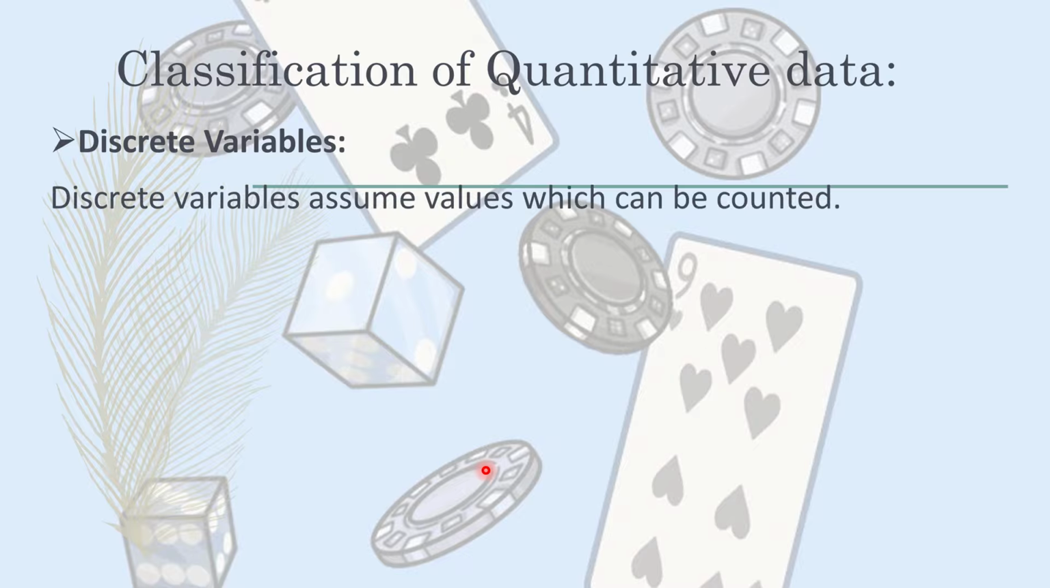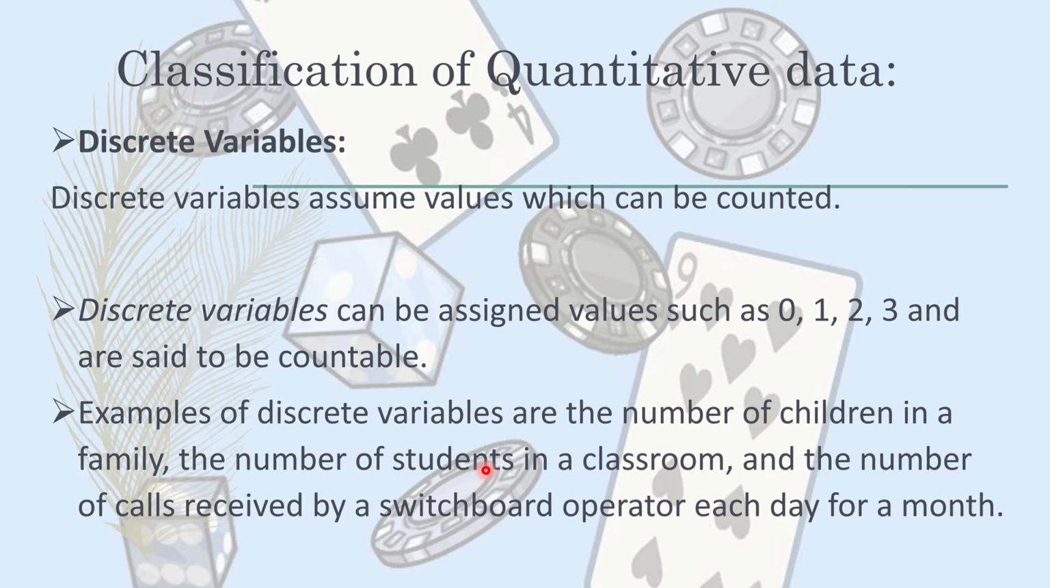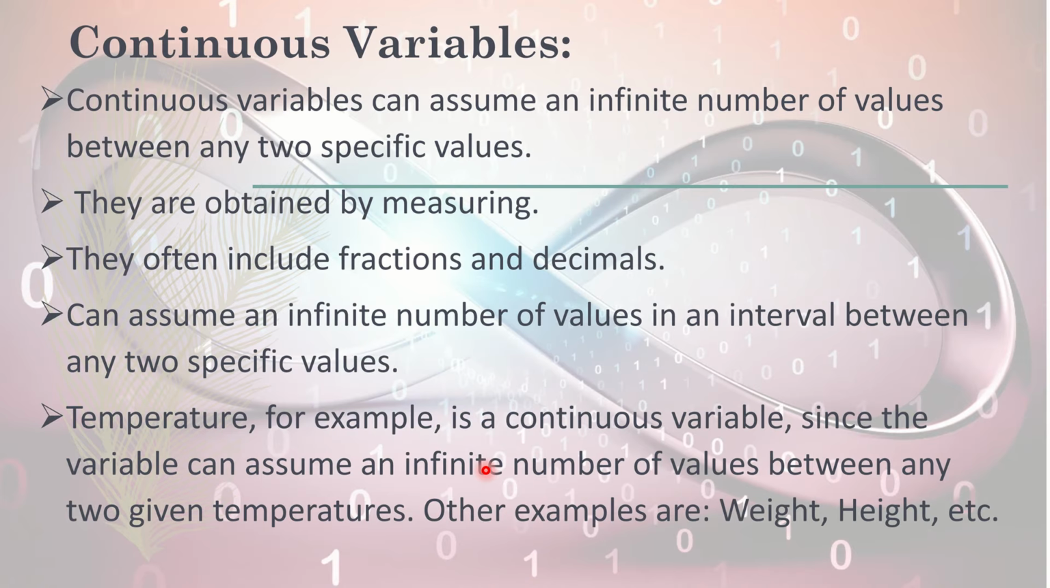Whereas in case of measurements, measurement will lead you to a variable with continuous behavior. A continuous variable can assume an infinite number of values between any two specific numbers. They are usually obtained by using measurements, and they can have fractions and decimal points as well. Examples of continuous variables are obviously temperature, height, weight, and the mass of something.